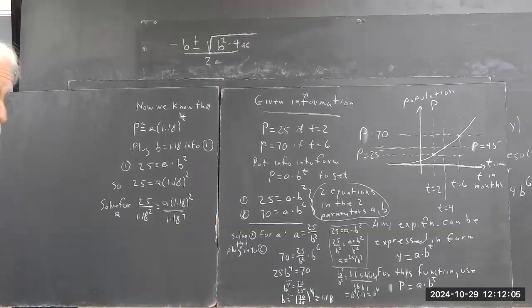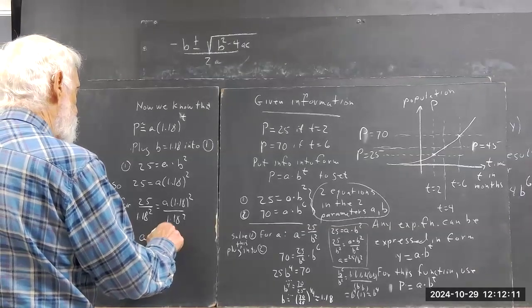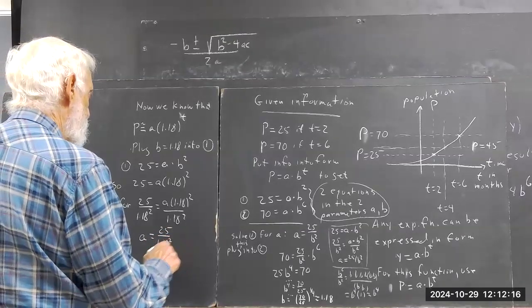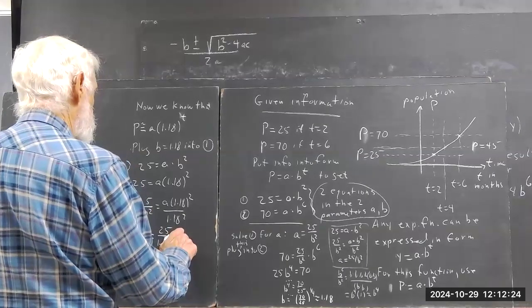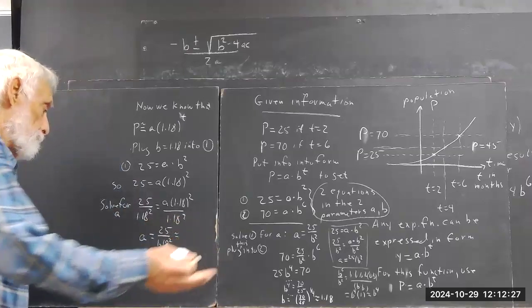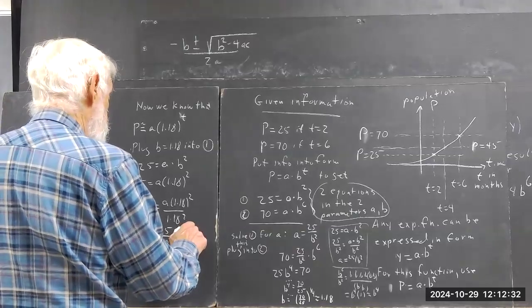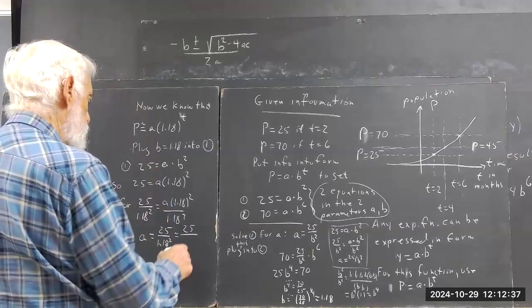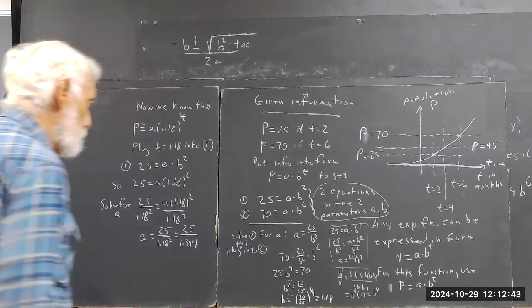Okay, and we get a equals 25 over 1.18 squared. That's approximately equal to... at this point, you just plug that into your calculator. I don't expect you to be able to square 1.18 in your head, but it's actually fairly easy to do if you know your multiplication. I think you get 1.394, which is very close to 1.4.